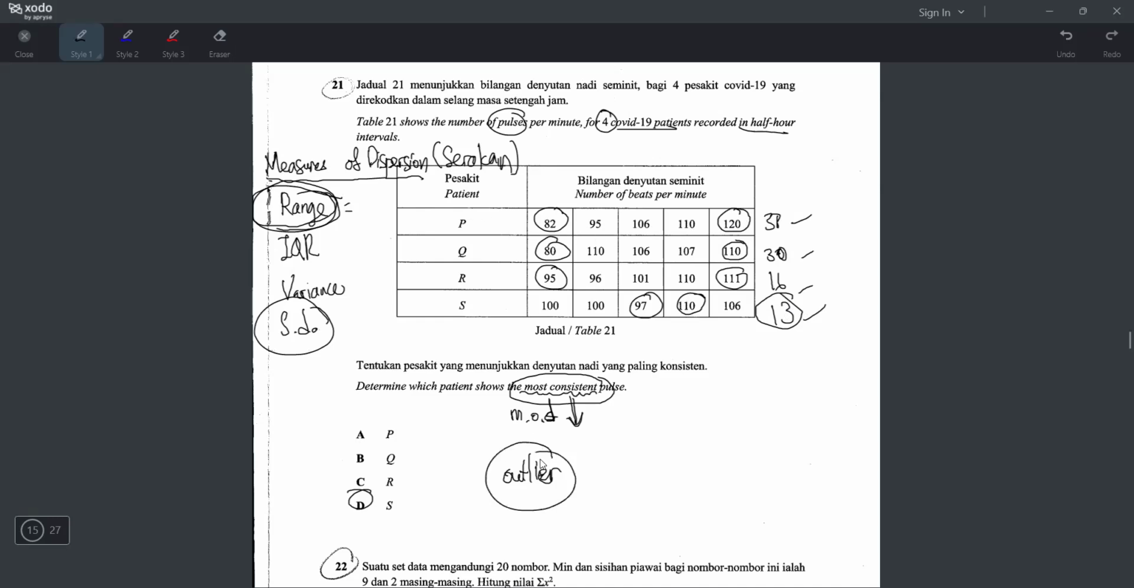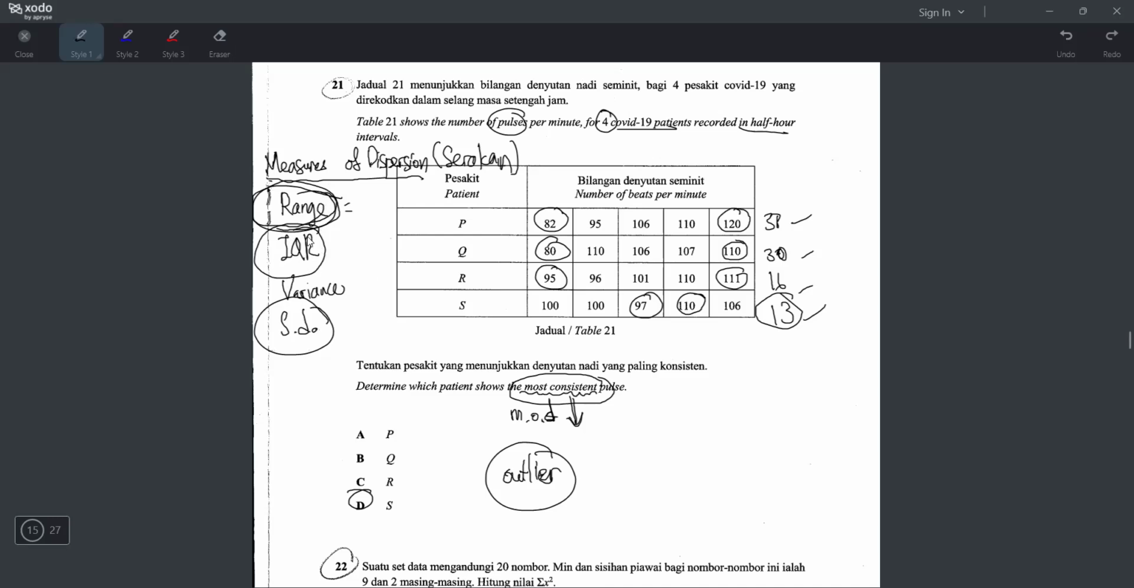If the data has outlier, has extreme value, I recommend don't use range. Because range is only appropriate or suitable when there's no outlier. If there's outlier, it will affect your measurement if you use range, right? If there's outlier, use interquartile range. If there's outlier, it's more advised to use interquartile range.